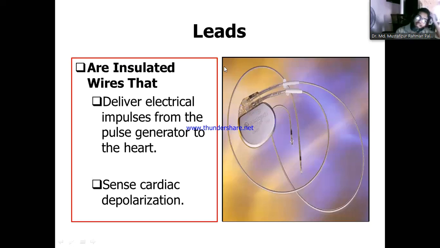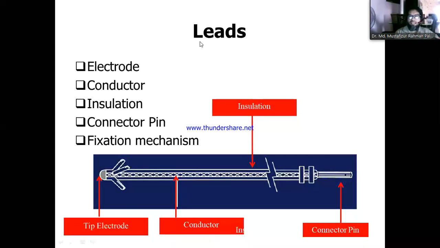Regarding leads, the leads are insulated wires. These insulated wires deliver electrical impulses from the pulse generator to the heart, and sense the cardiac conduction and depolarization. What it senses, it also brings back towards the generator. The leads have electrodes at the tip, the main conductor inside, insulation on the outside, and the connector pins at the back. The connector pin is there, and a fixation system is there. So these are the leads.